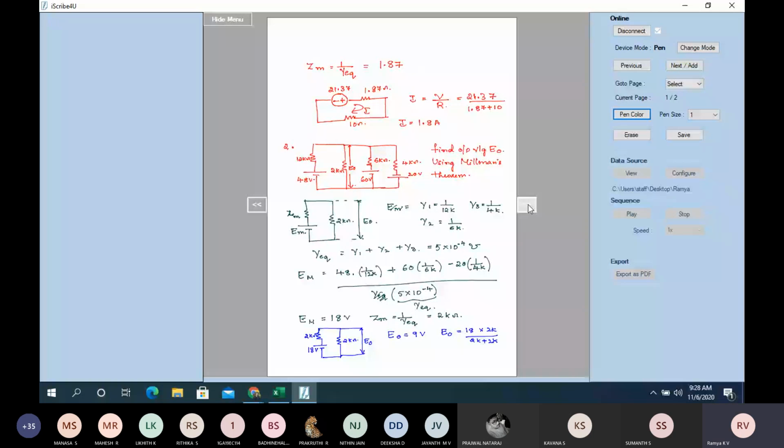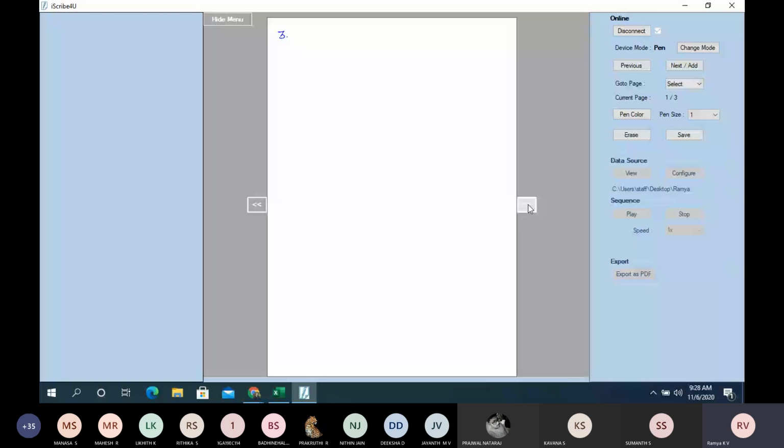Third problem. Using Millman's theorem, find the current flowing through 4 plus j3 ohm.